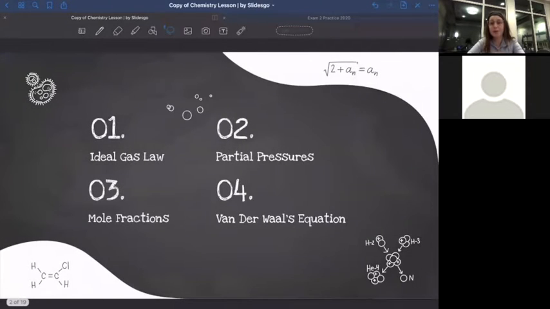There are four main topics that I'm going to be talking about. The first one is ideal gas law. The second is partial pressures. The third is mole fractions, and the fourth is van der Waals equation.